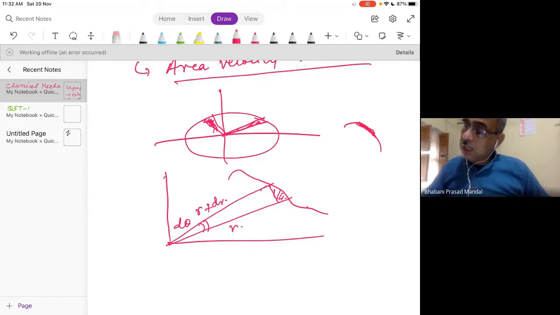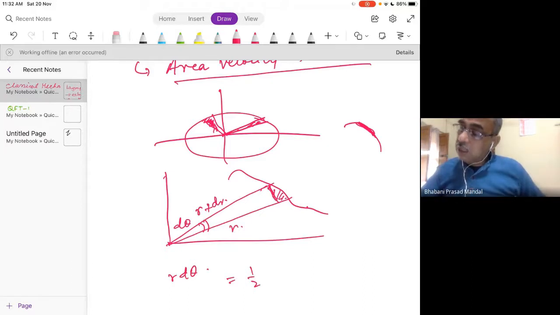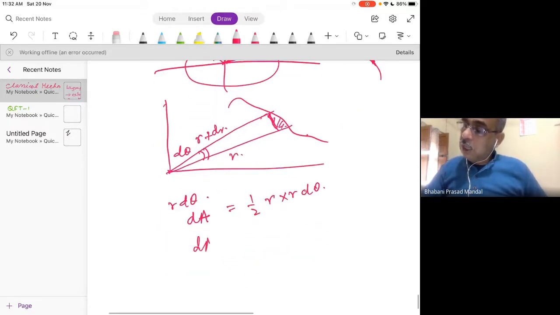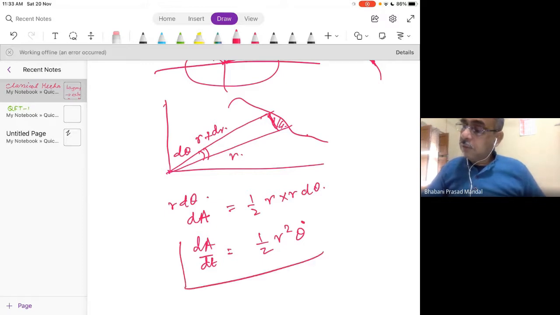So this angle is d theta, so this line will be r d theta. The area of this triangle will be half, this is r d theta, this is r, so half r into r d theta. Since this is infinitesimal, we can write the change in area as dA. So dA dt will be half r square theta dot. Okay, so this is the areal velocity. Is that clear?